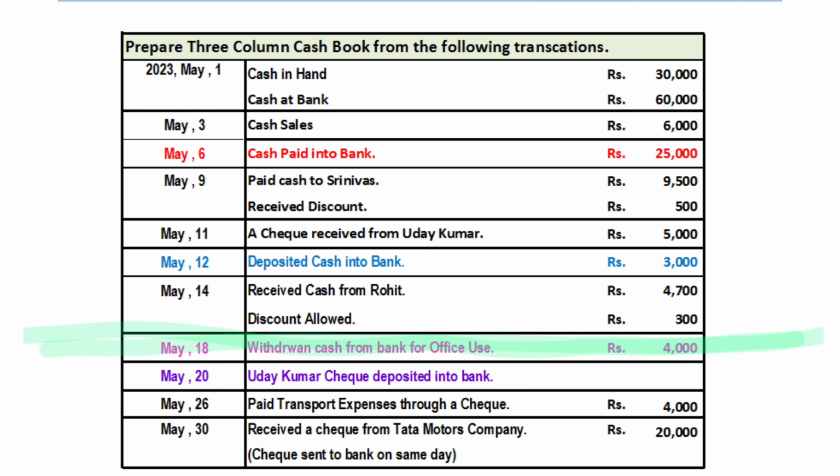Next, 18th dated transaction, withdrawn cash from bank for office use rupees 4,000. That is a contra entry, because when cash is withdrawn from bank for office use, it is treated as a contra entry. So how is it posted now? See, I am displaying one journal entry for your better understanding. Please observe.